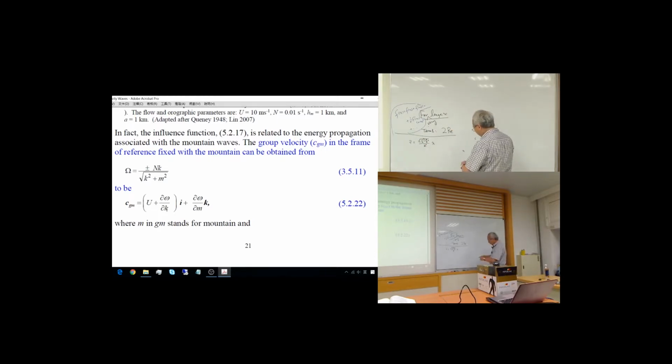So basically, the simple way to say this without confusing you is, say we have a free wave without a mountain, then omega equals u k, and then the square root of k squared plus m squared.